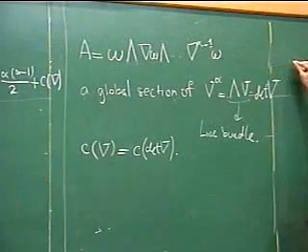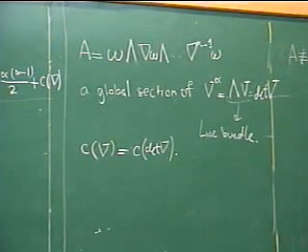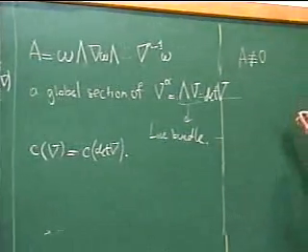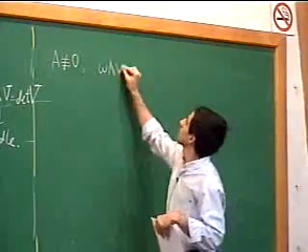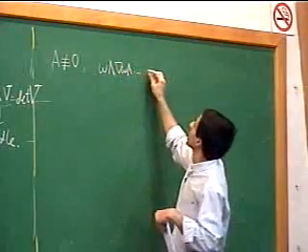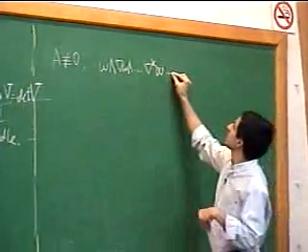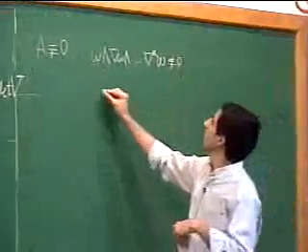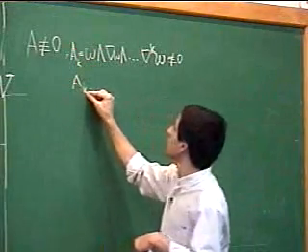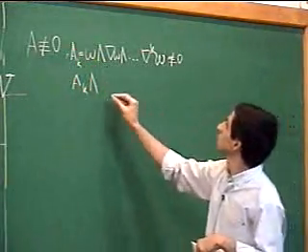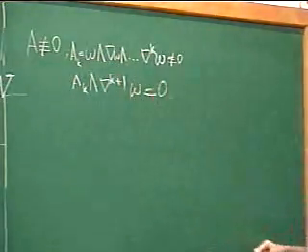First of all, we must observe that this section is not identically 0. And why? To prove this one, we take omega, nabla omega, and up to nabla k omega. Suppose that this wedge is not identically 0, and let us call it A_k. And let us suppose that A_k wedge nabla^{k+1} omega is identically 0.